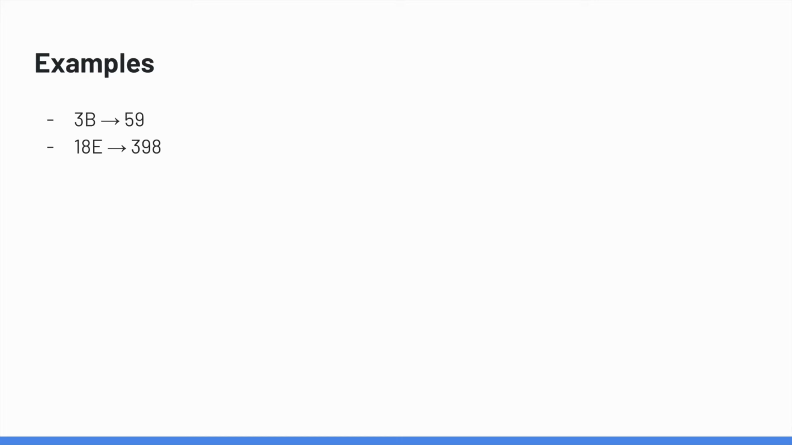Okay, so as I said before, we're going to go ahead and back this up with some additional examples. Right here we have 3B, right? And what I want to do is convert this to a regular decimal value, which we're used to.